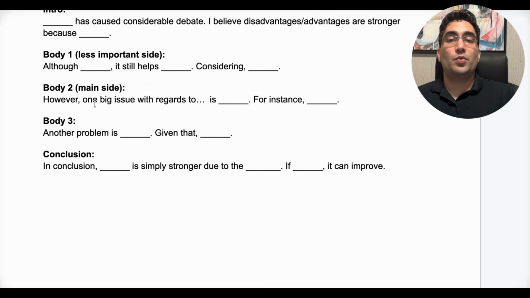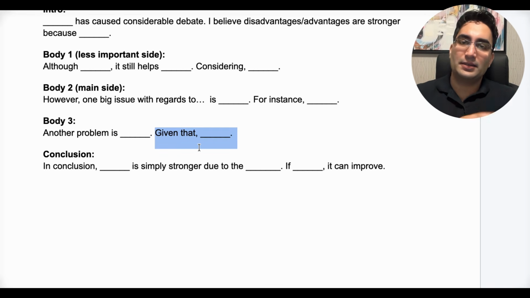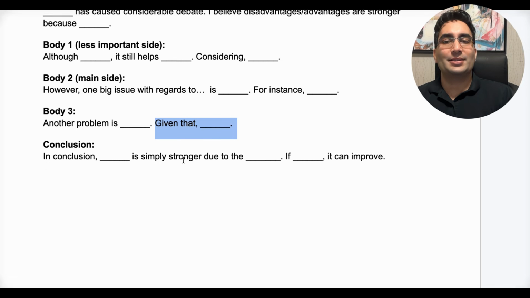Then in body 2, you talk about your side. You say, however, one big issue, you're negative. Your chosen opinion was negative. So you say one big issue with regards to deforestation is that this is point number 1. For instance, we'll explain it. Another problem is, mention this in the topic sentence of body 3, and then you explain it starting with given that. Given that, da-da-da, and then da-da-da. It's a complex sentence starter.